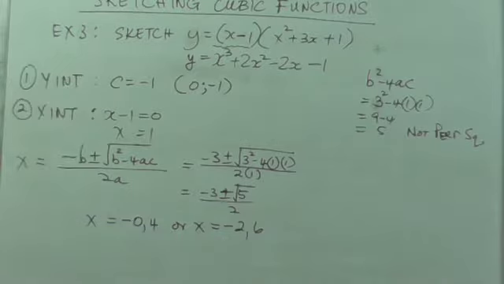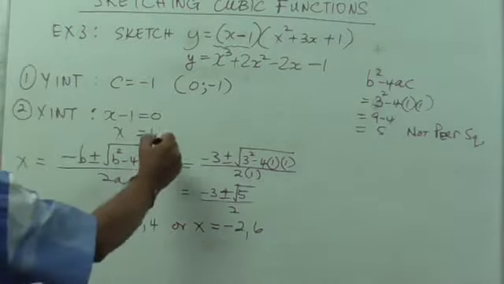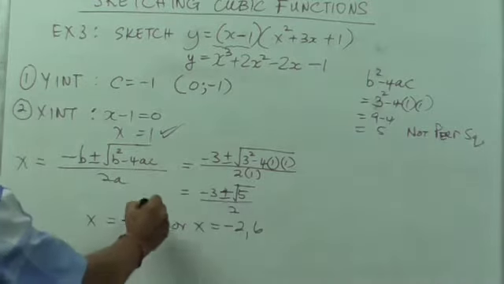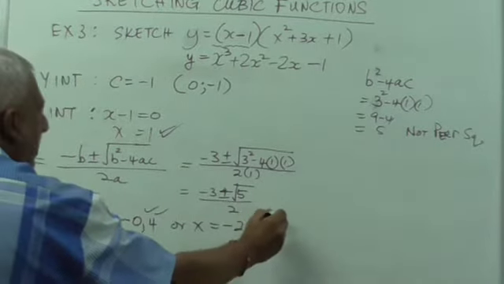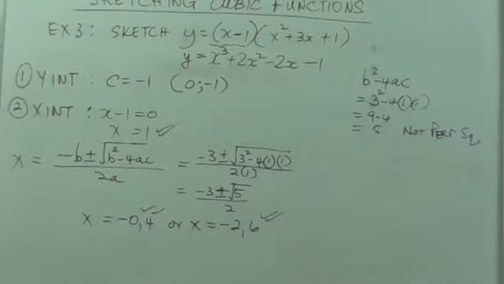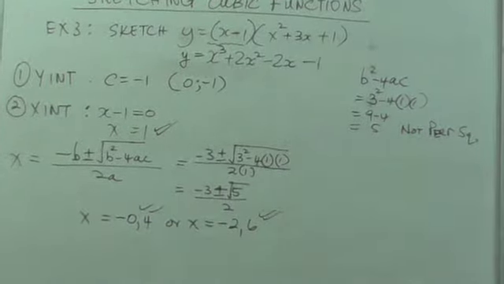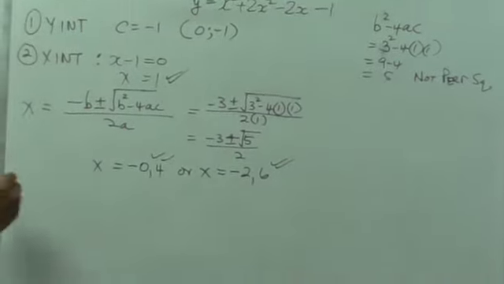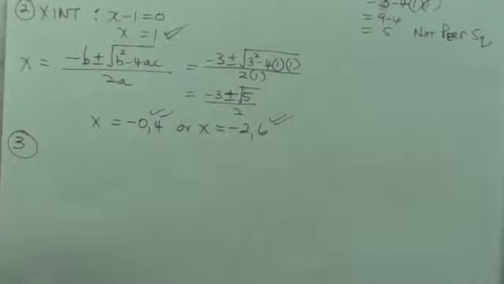Alright, we finished with the x-intercepts. So we know that the x-intercepts are 1, minus 0,4, minus 2,6. Now we are going to find the derivative and make it equal to 0.